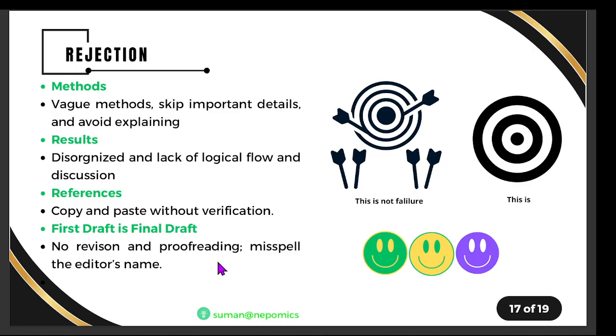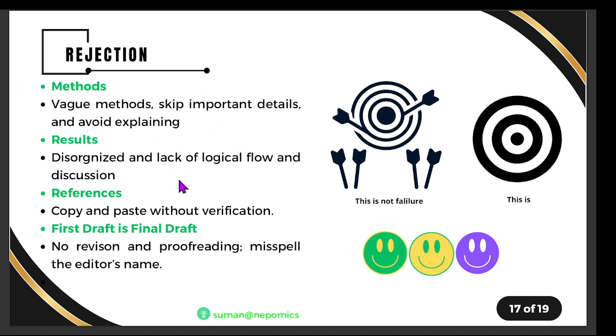And in the case of the methods section, do not use vague words. Don't just skip the important things, and don't just write a complex methods section. That will not make your methods reproducible as well, and then the reviewers or the journal editor will not take it positively. So you can just avoid this kind of thing.